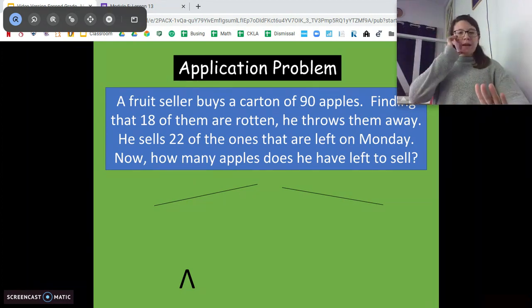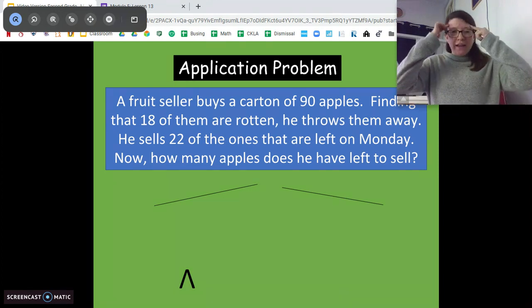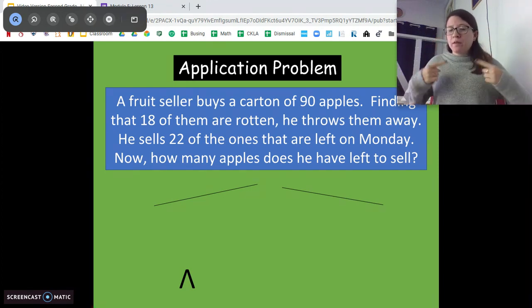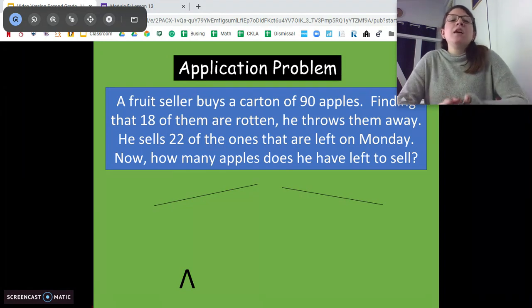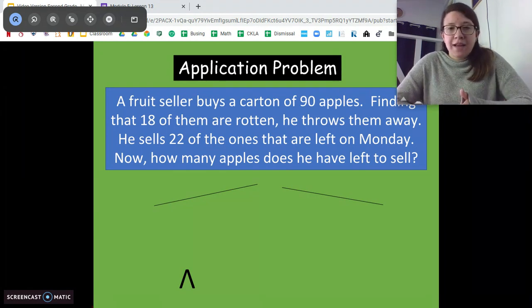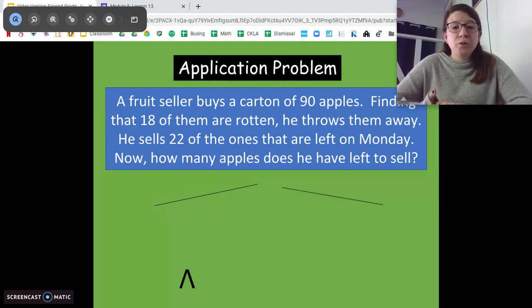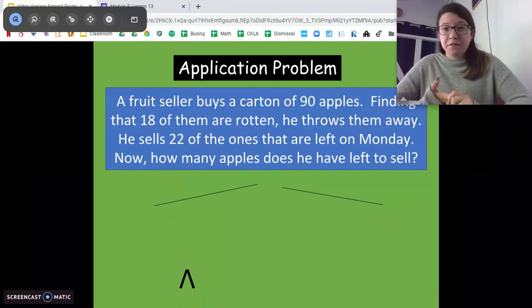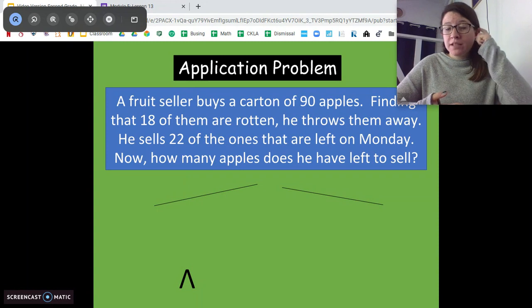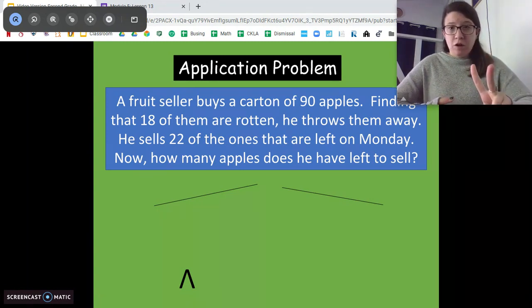I'm going to read this one more time because this is a long problem with a lot of steps. So while I'm reading it, try and think about what the steps are, what the problem's asking. Ready? A fruit seller buys a carton of 90 apples. Finding that 18 of them are rotten, he throws them away. He sells 22 of the ones that are left on Monday. How many apples does he have left to sell? So I want you to pause and turn and talk to someone at home about what we know and what we need to solve. Pause and do that now.